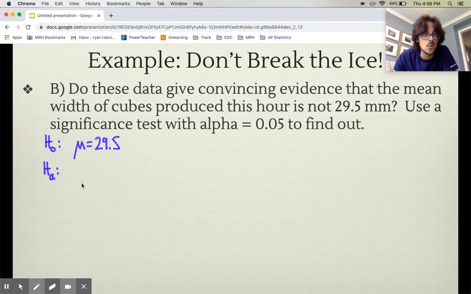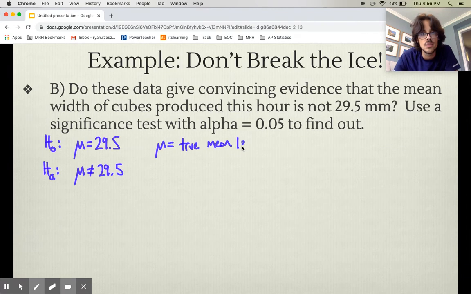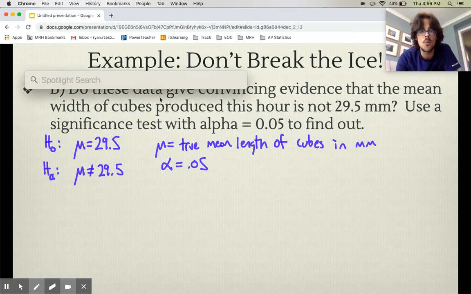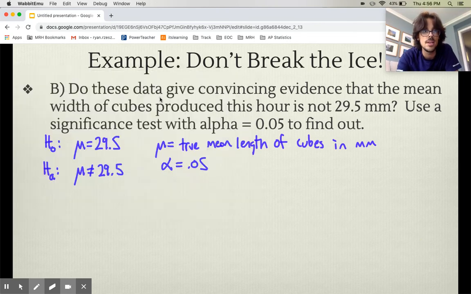So either direction is an issue, meaning that this is a two-tailed test, two-sided test. It's going to be a not equal to alternative. Mu is going to be the true mean length of cubes, and I believe this was in millimeters. Yeah, it is. And they wanted us to use the significance level of 0.05. We're eventually going to use the calculator commands, but I'm going to write up the conditions myself. They're not going to be painful to check this time.